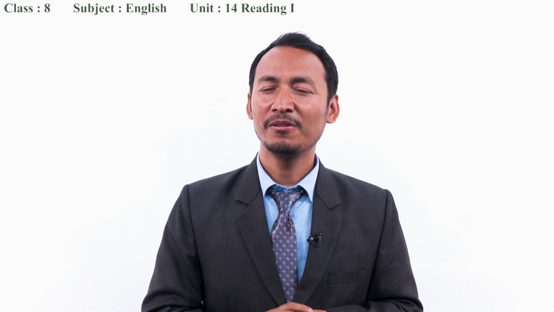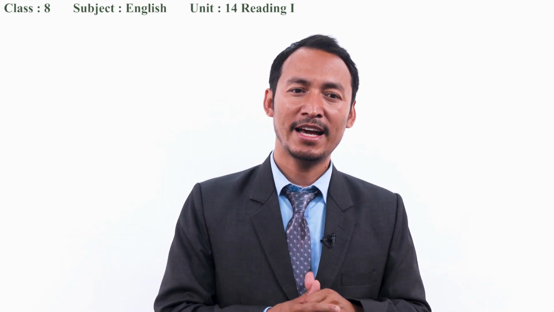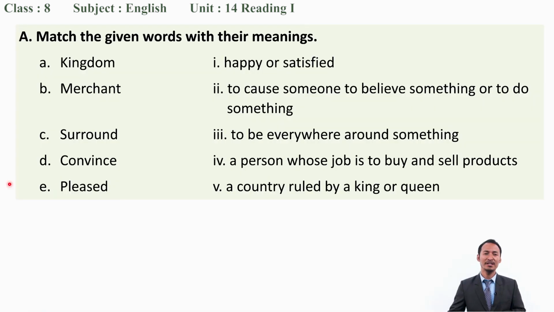Now we are going to move to the exercises of our story. Let's have a look at the exercise A. Okay, bhai bhainaharu, please have a look at this exercise. Match the given words with their meanings. Your given words ko meanings haru diyeko cha hai. Can you see here meanings and words?